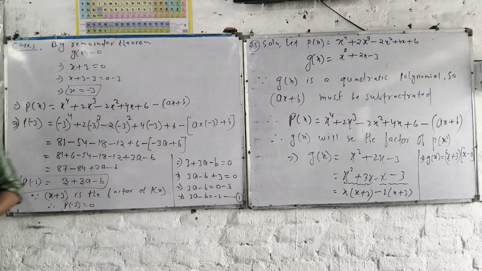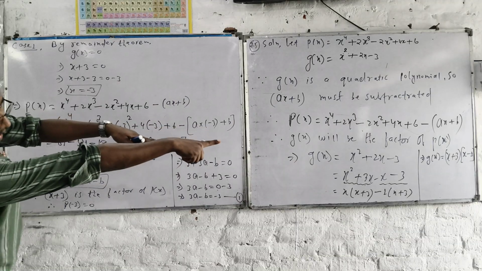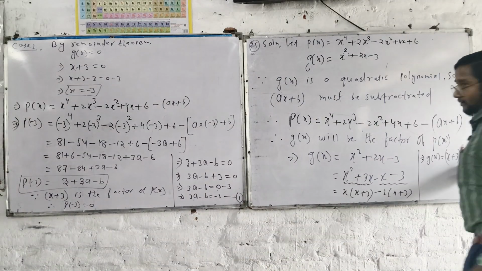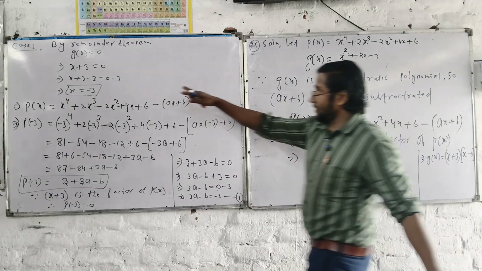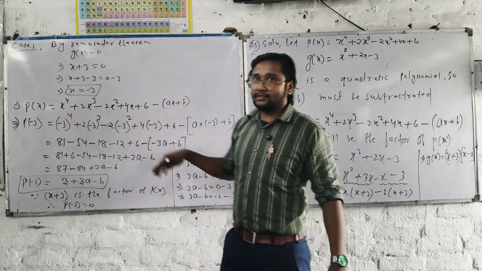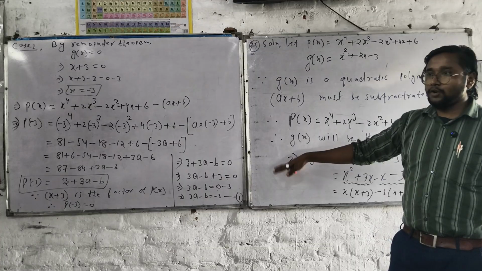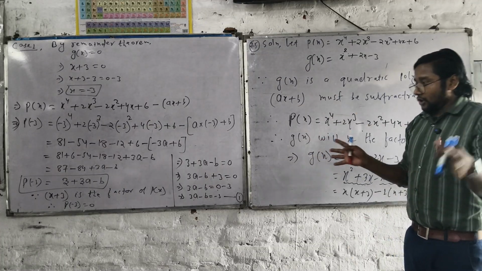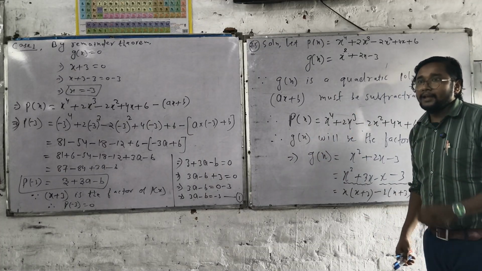Equation 1. Case 1, you made the equation 1. From the case 2, write everything as it is. Case 2, x minus 1. I have taken x plus 3, then you will take x minus 1. Then solve the equation. You will make the equation 2. Then you will solve both the equations. You will get the value of a and b.